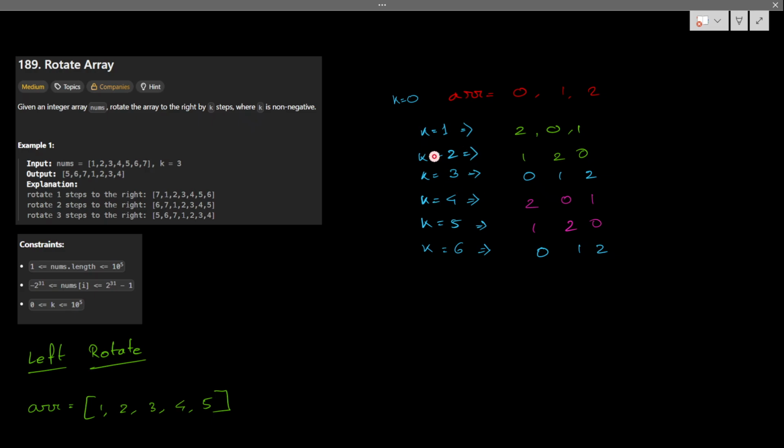Similarly, if I do 2 divided by 3, the remainder will be 2. Even 5 divided by 3, the remainder will be 2. So this is the same again at 2 and 5. So what can we notice? Whenever my remainder is the same, the pattern is the same.